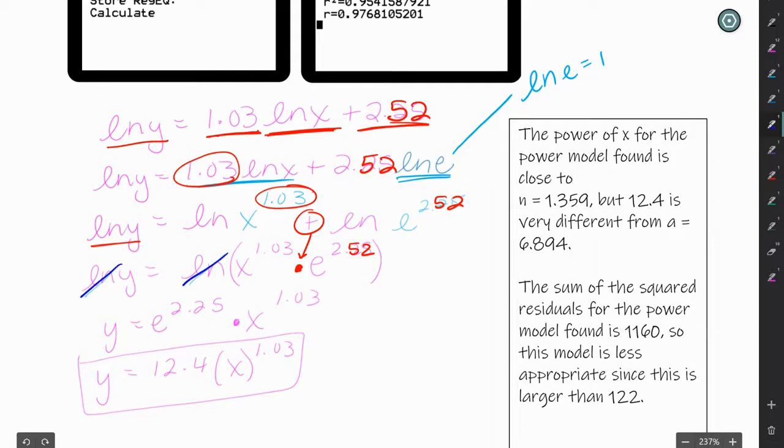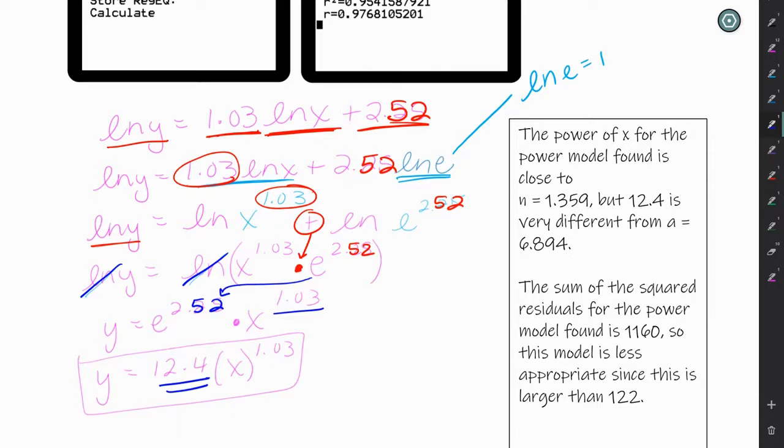So that leaves me with y equals e to the 2.52, and I just move that to the front, and then times x to the 1.03. So if I do e to the 2.52, it gives me the same number, 12.4. Okay, so I have 12.4 times x to the 1.03. So we now have our model.